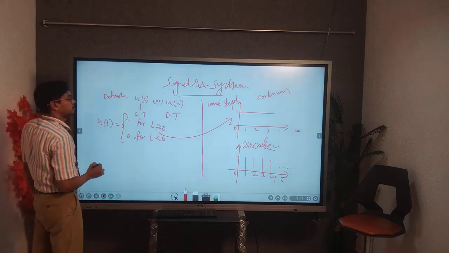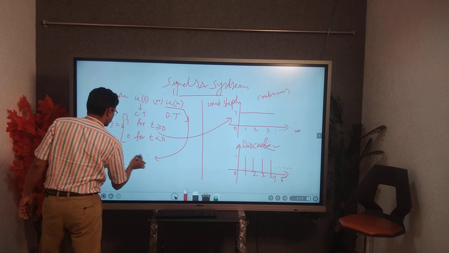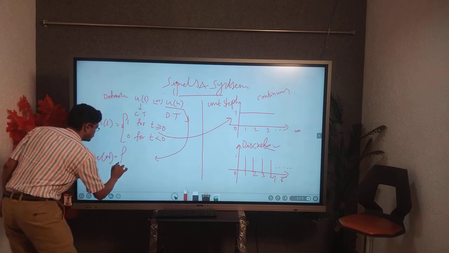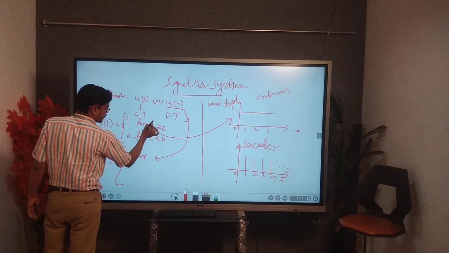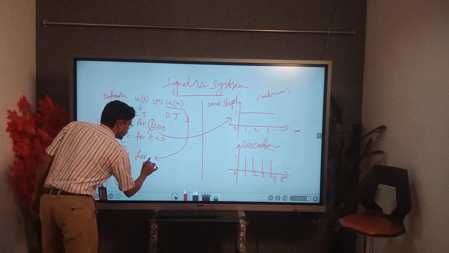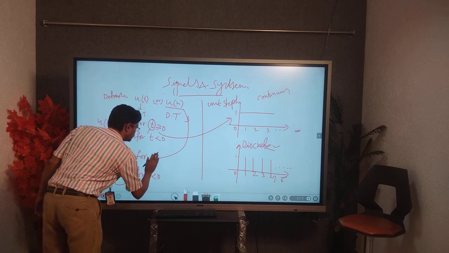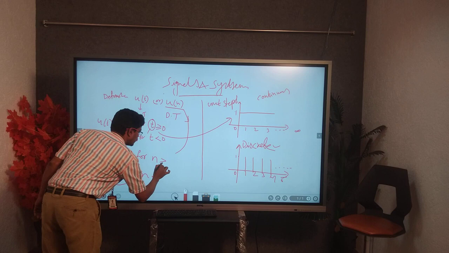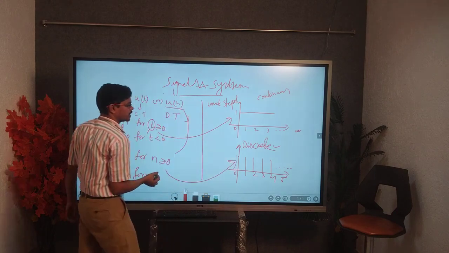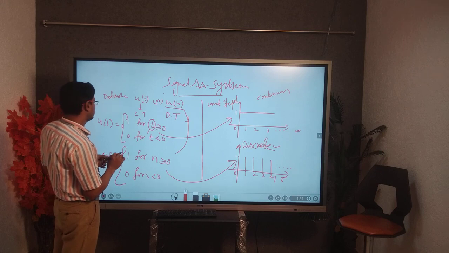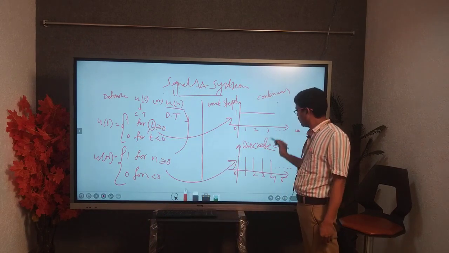Next, the unit step in discrete time is represented as u(n), defined as 1 for n greater than or equal to 0, and 0 for n less than 0. The difference between continuous and discrete is the time variable: t in continuous time, and small n in discrete time. This is the unit step in discrete time.